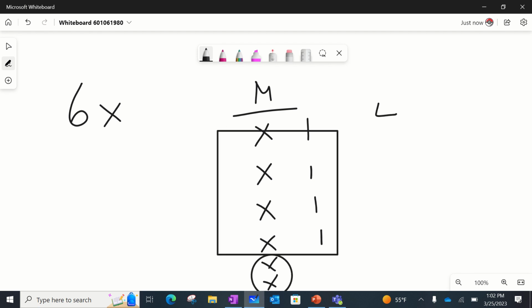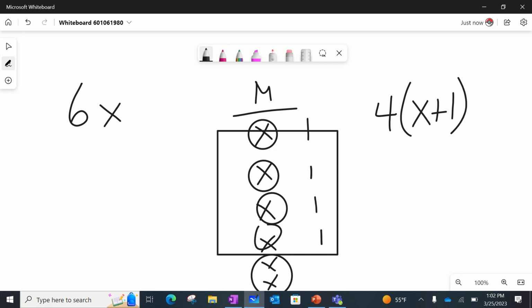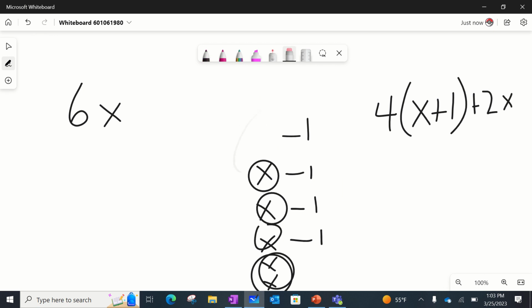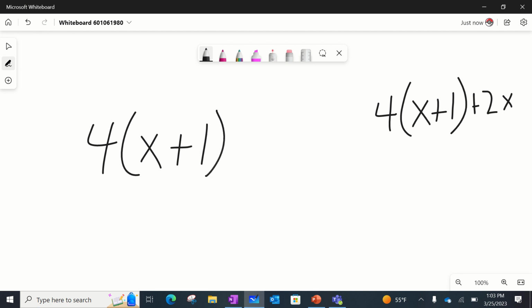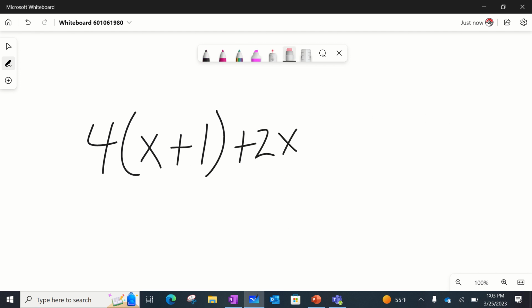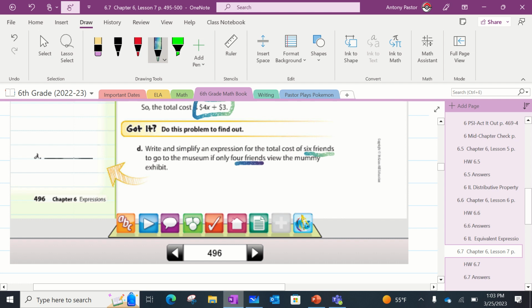Hence why I put 4 outside x plus 1, because there are 1, 2, 3, 4 friends who are going to go see the mummy. So they each were paying $1 extra, plus the 2 friends, or 2x, who are not going to go see the mummy. So this would be my expression. 4 friends going into the museum and seeing the mummy, and then 2 friends who are only coming to the museum. Now, they said to write and simplify an expression.